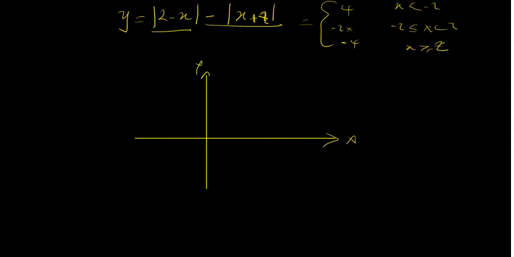So what we are saying is, as long as our x is smaller than negative 2, the graph is going to give us 4. So our negative 2 is here. As long as we are smaller than negative 2, the value will be 4. So we are starting from 4. As long as it is smaller, it will go like that.